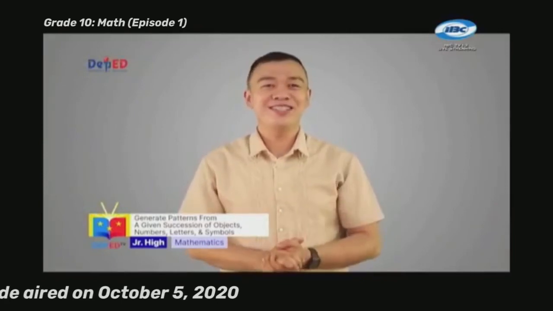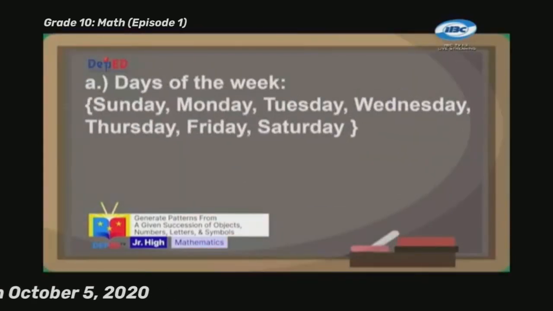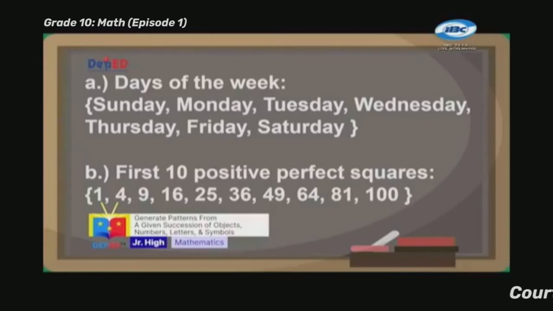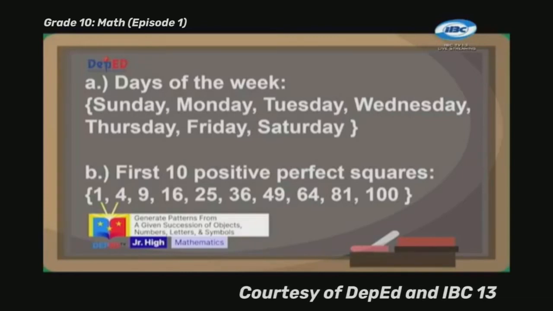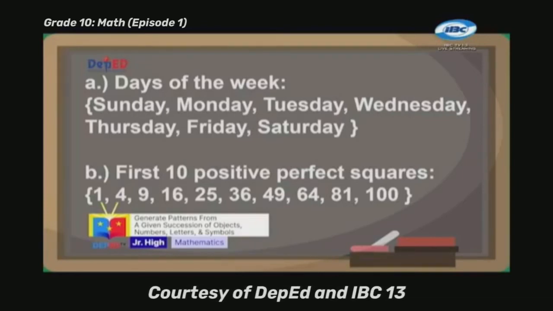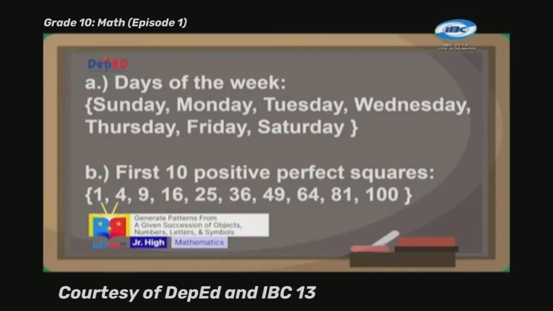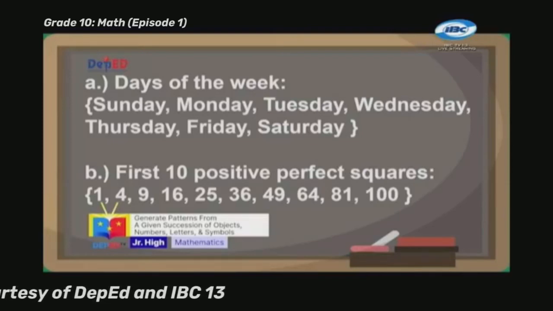Consider the examples. Days of the week: Sunday, Monday, Tuesday, Wednesday, Thursday, Friday, and Saturday. The first 10 positive perfect squares: 1, 4, 9, 16, 25, 36, 49, 64, 81, and 100.